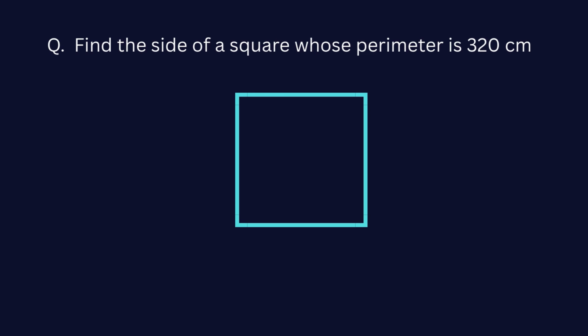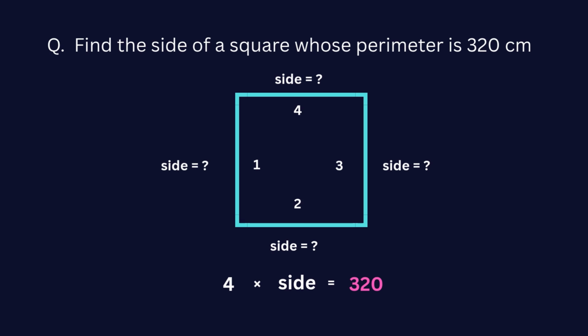We have the perimeter, which is 320. What we don't have is our sides. In order to solve this, we need to count the number of sides. We know that a square has 4 sides. In order to get this side, we just need to multiply it. So 4 times side equals 320, which is the total length of our perimeter.